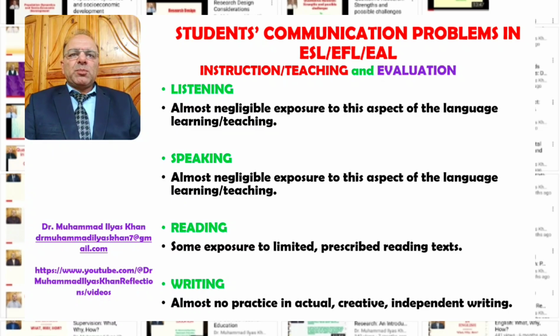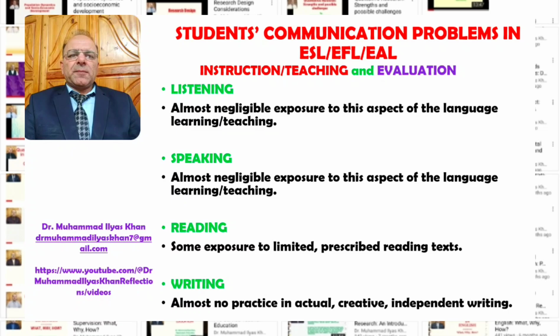Then the other important active component of language learning, or skill, is the speaking skill. Again, almost negligible exposure is given to students to this aspect of language, that is the learning of speaking or the practice of speaking. So generally in most ESL, EFL contexts, students rarely get an opportunity to speak the language or to use this language in practice for active communication.